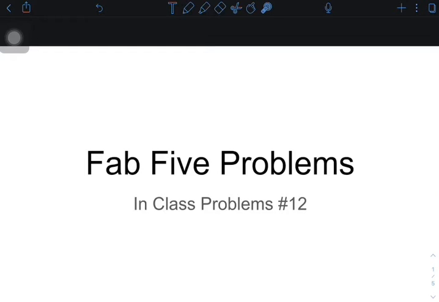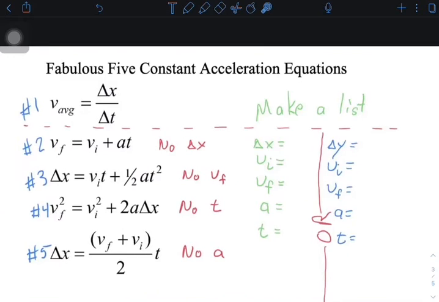Welcome everyone. Please pull out the worksheet called In-Class Problems and find problem number 12 on the back. If you don't have it out, hit pause, and when you find it, unpause it. So in-class problem number 12 on the back, let's take a look at it.